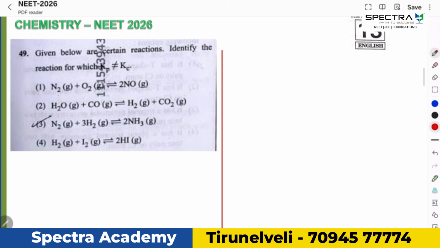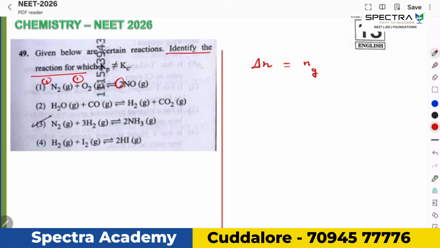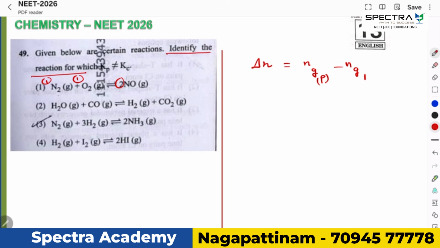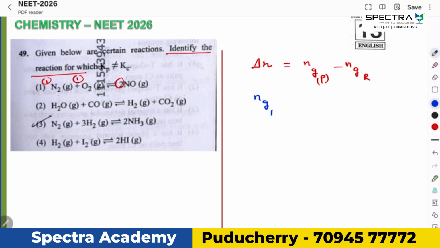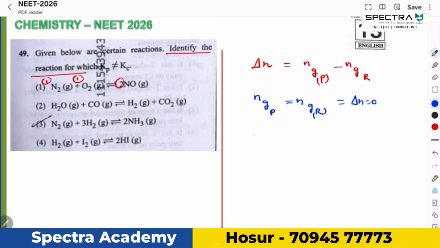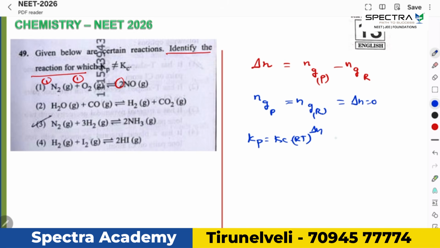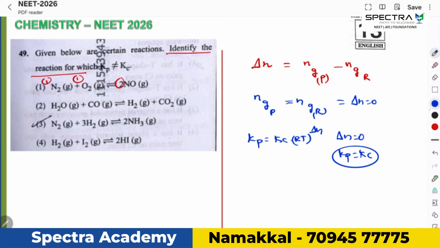Now let's see question number 49. They are asking, identify the reaction where Kp is not equal to Kc. Here 1 mole and 1 mole, here 2 moles. So simple, remember, delta N, the change in number of moles, is the number of moles of the gaseous products minus the number of moles of the gaseous reactants. If the number of moles of the gaseous products and the gaseous reactants are both equal, delta N is equal to 0. We know the formula Kp is equal to Kc into RT power delta N. If delta N is equal to 0, Kp is equal to Kc. So this is the formula. If delta N is not equal to 0, automatically Kp is not equal to Kc.